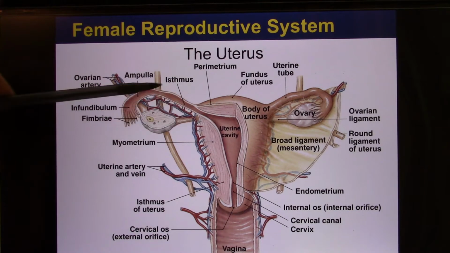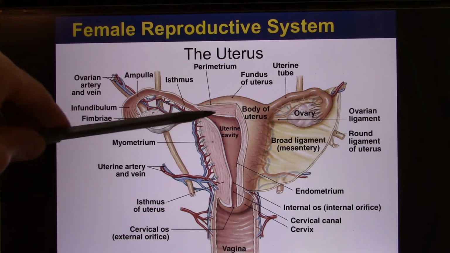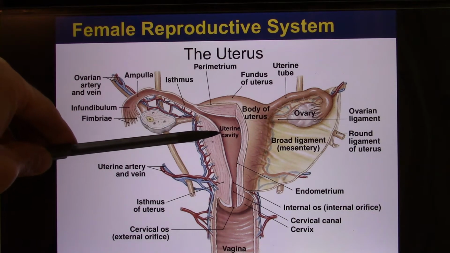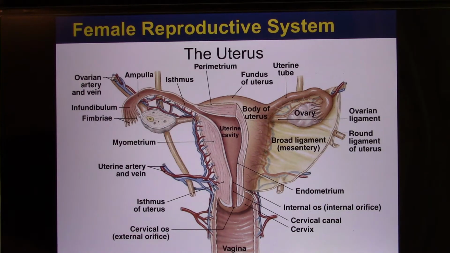It takes about 7 days. And implantation happens here, and then the fertilized egg is going to grow into a fetus, eventually into a baby in the uterus for about 9 months.